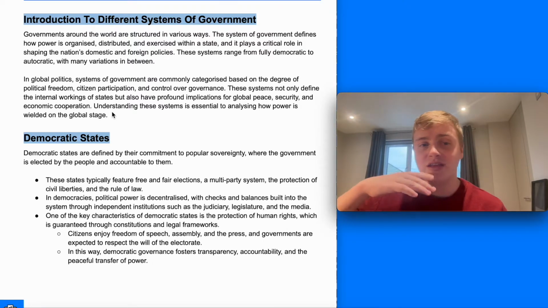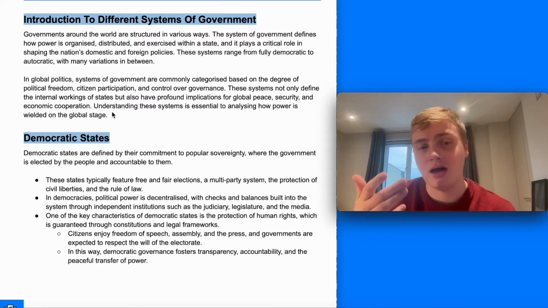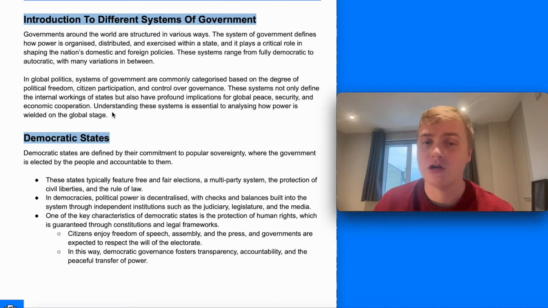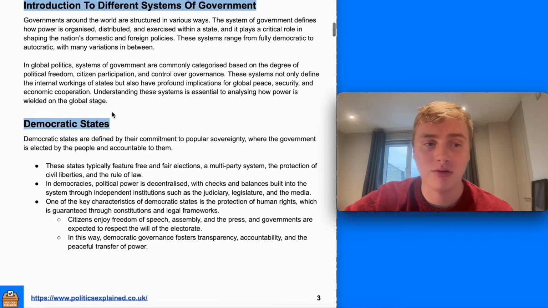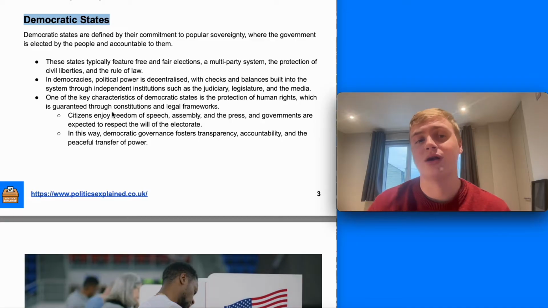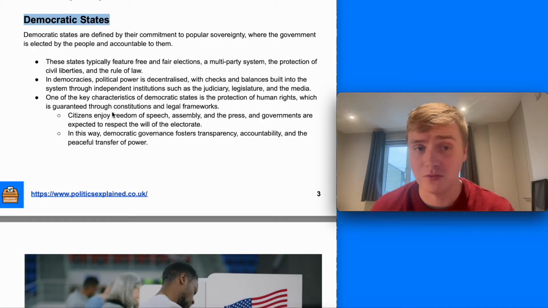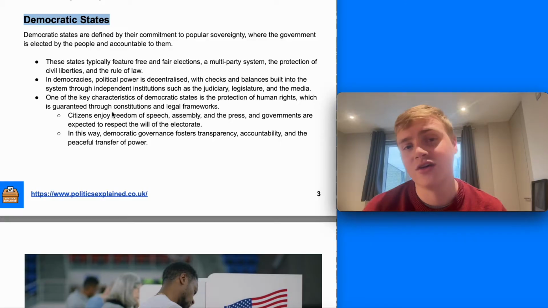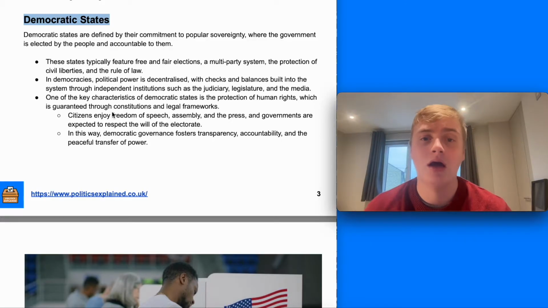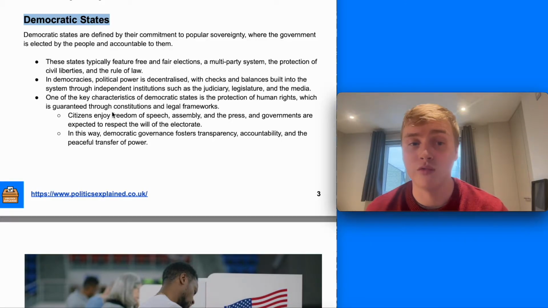They not only define the internal workings of states, but also have big implications, as I mentioned, for global peace, security, and economic cooperation. Starting off then, we're going to have a look at democratic states, which are defined by their commitment to popular sovereignty, where the government is elected by the people and accountable to them. So these states typically feature free elections, a multi-party system, the protection of civil liberties, and the rule of law.